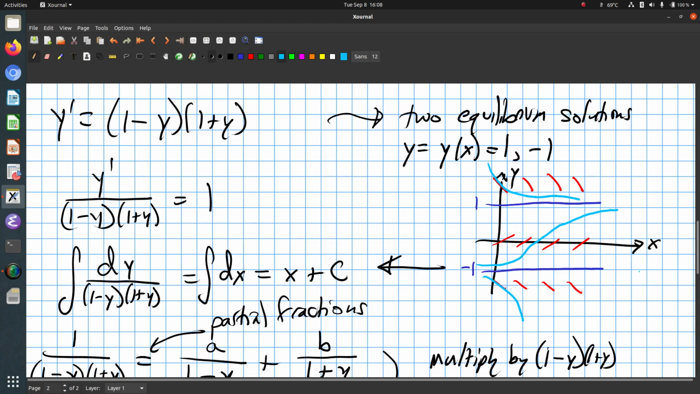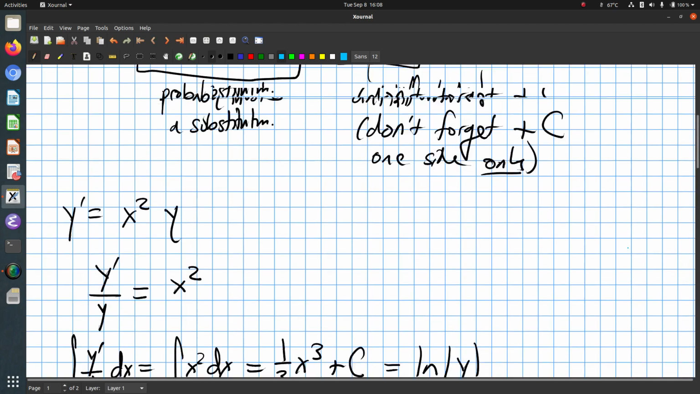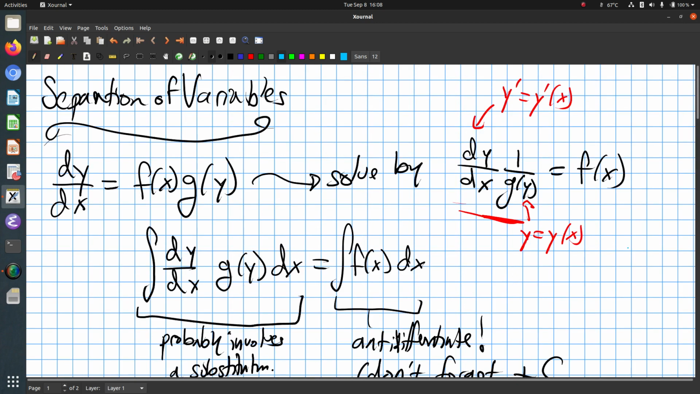So in a nutshell, this is how you do separation of variables. It only works when your differential equation is of the correct form. Choose the wrong form, it won't work. But if it's of this form here, you can move all the stuff on one side to be x's, all the other stuff to be y's, integrate both sides, and collect up the pieces, solve for y.